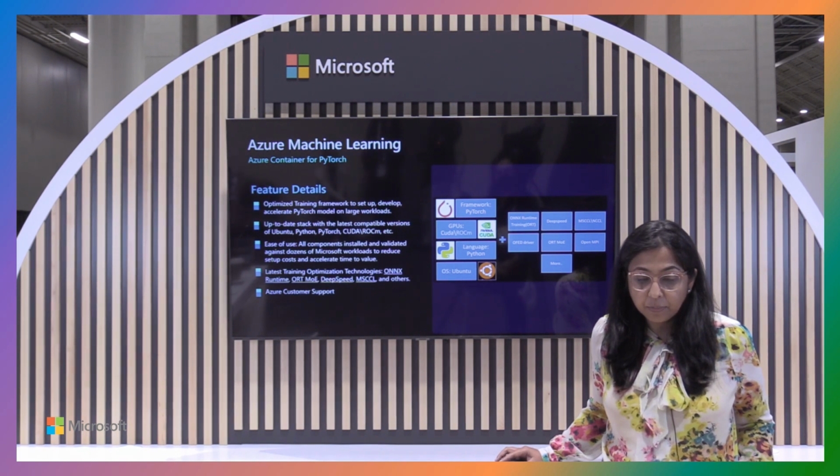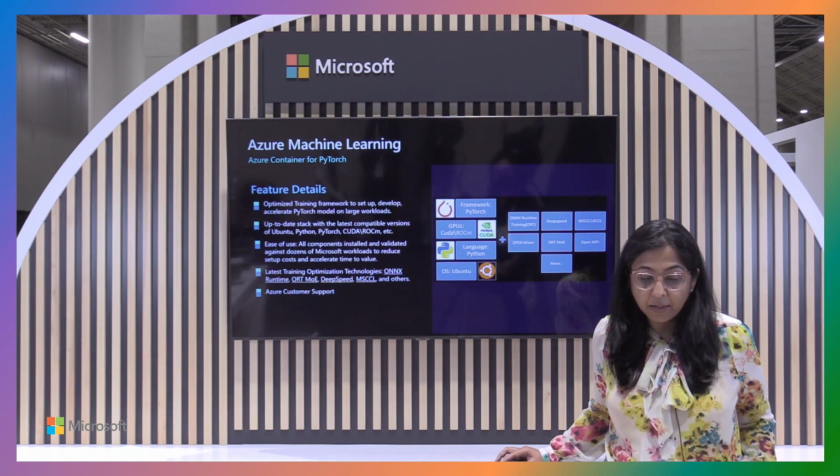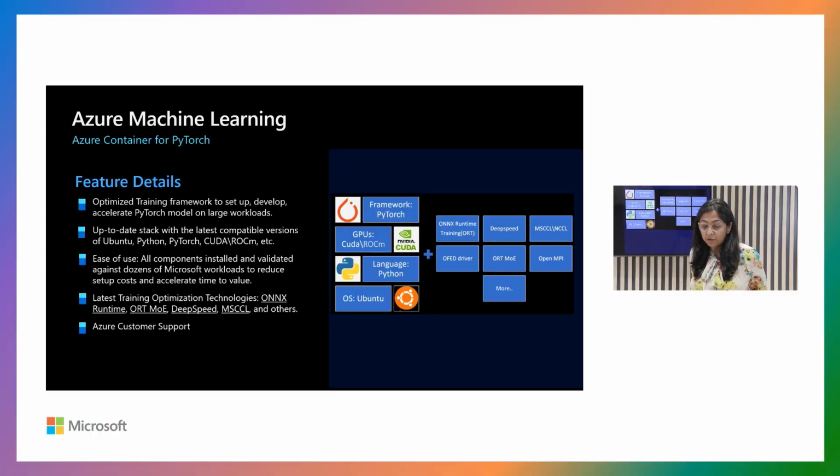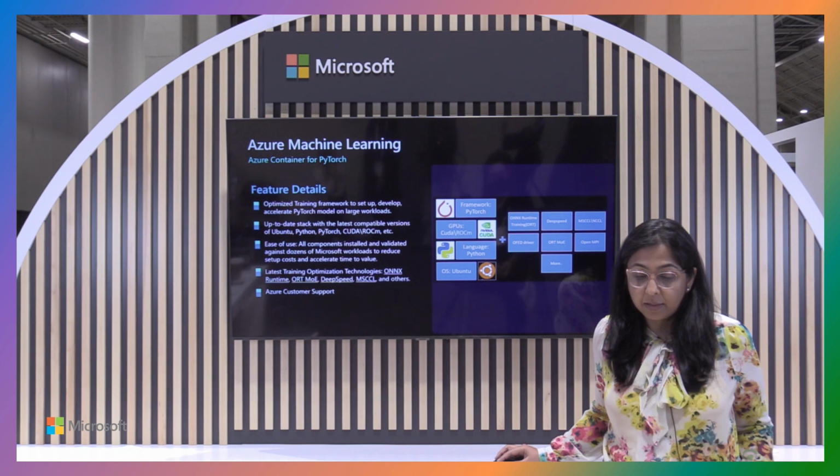So what's included within it? It contains an up-to-date stack with Ubuntu, Python, PyTorch, and some of the GPU drivers like CUDA and ROCm. Additionally, it has accelerators like the ONNX Runtime cross-platform accelerator that significantly improves training time and supports a variety of operating systems and hardware platforms. ORT can be composed with DeepSpeed, which is another open source accelerator that comes from Microsoft, and that can be used both for training and inferencing tasks.